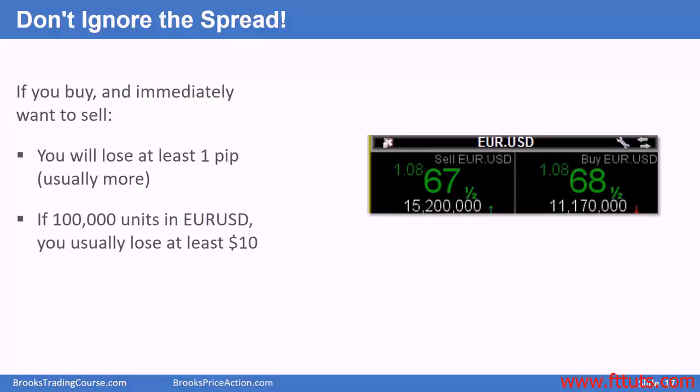You can't ignore the spread. It's a major part of trading. In general, you're going to lose about a pip, sometimes more, on every transaction. And that means if you're trading 100,000 units of the euro versus the dollar, you're going to lose at least $10 on every trade. So you have to make more than $10 just to break even.